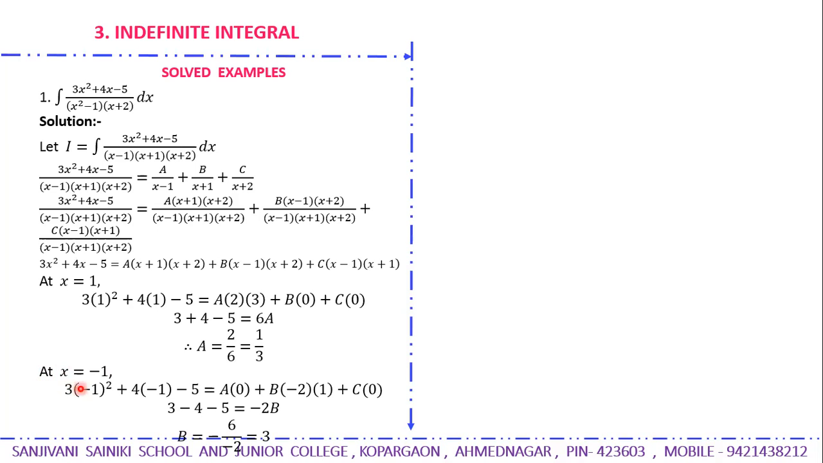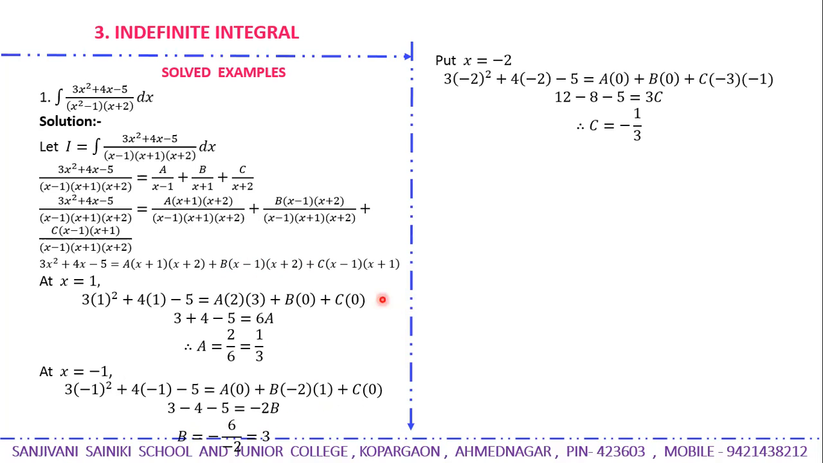Similarly, at x equal to minus 1, if you put minus 1, then x minus 1 becomes 0, and this third term, x plus 1, also becomes 0, and the remaining term is only b. So you will get the value of b. Now similarly, if you put x equal to minus 2, then the first and second terms will become 0 and you will get the value of c. Then we will put these values of a, b, c in this equation.